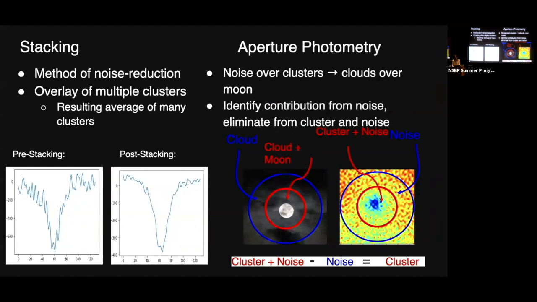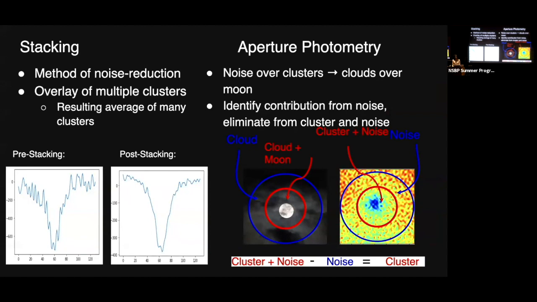It's essentially taking multiple images of galaxy clusters, overlaying them, and taking their average values. And that's what you can see happening in these graphs. The image on the left, pre-stacking, is a slice of a galaxy cluster. So it's a side view of that cold spot, and that's just a single galaxy cluster. But what you see post-stacking is when I take the average of about 30 clusters of similar mass. And it looks a lot cleaner, a lot less randomness. So that's really helpful.